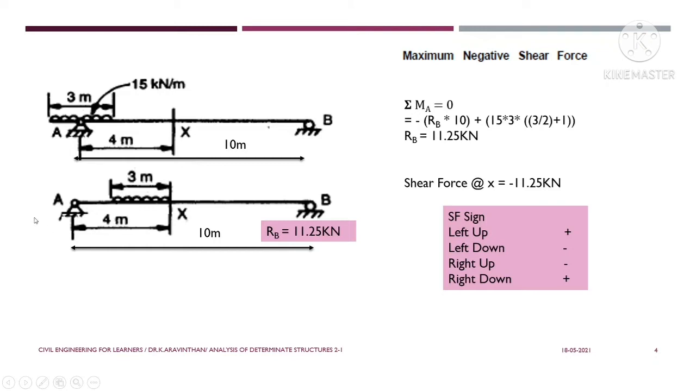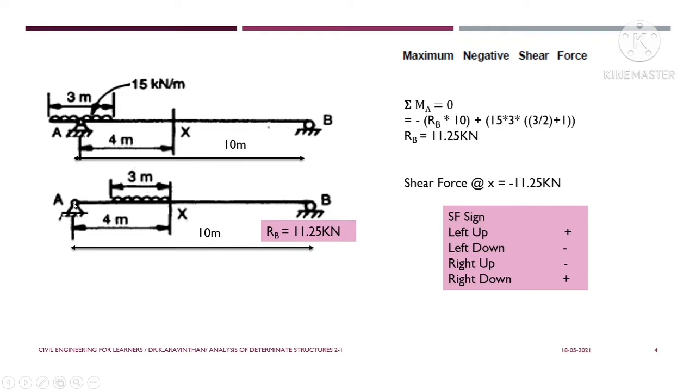First you have to find the reaction. Whatever the analytical parameter might be, first you have to find the reactions, that is RA and RB. To find that, you place the load at a particular location and take the reactions. And how to find the reaction? Sum of moments equal to 0.